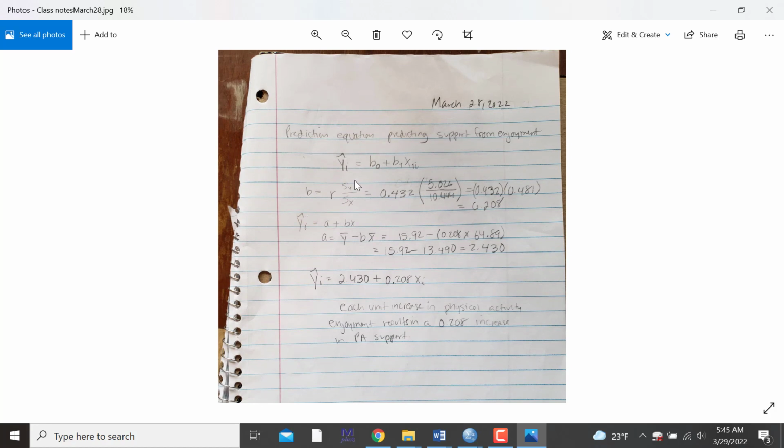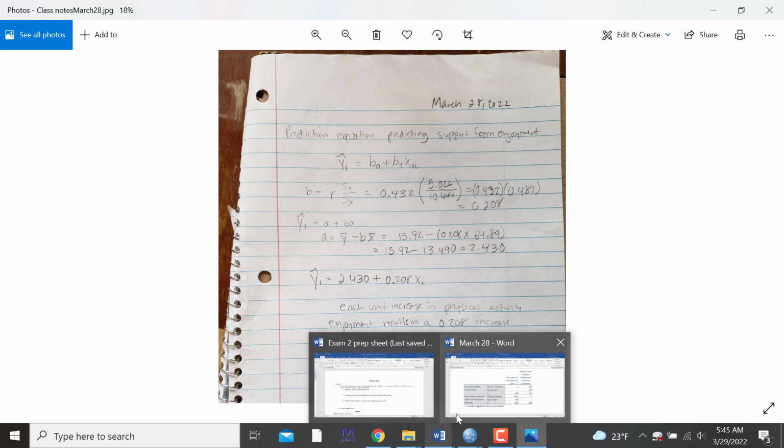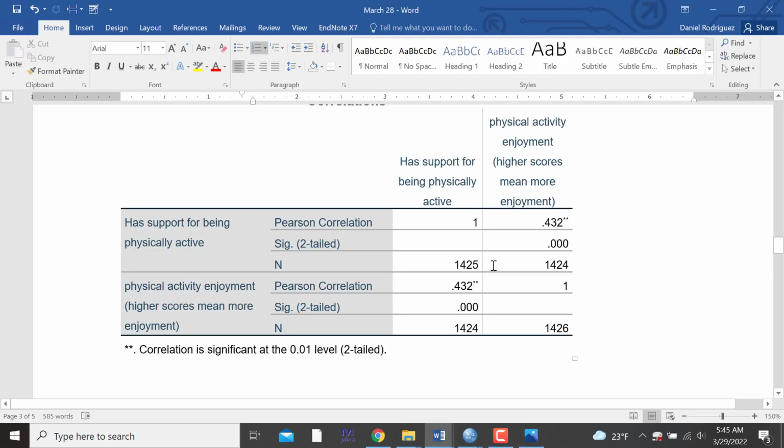All right, so here's the form of the predictor equation. You have the outcome variable with the hat on it. It means predicted, the intercept, the slope, and the predictor variable. We take the correlation between the two. So let's take a look at that correlation matrix here.